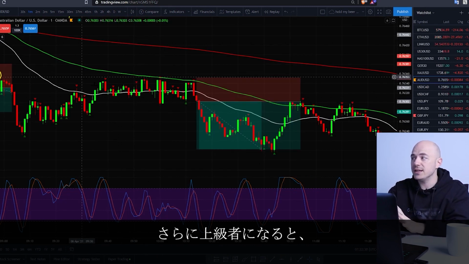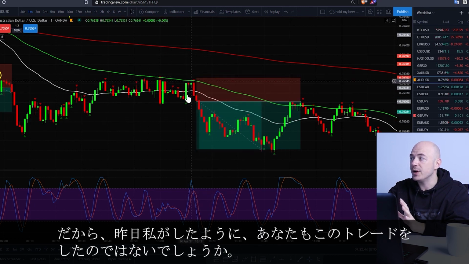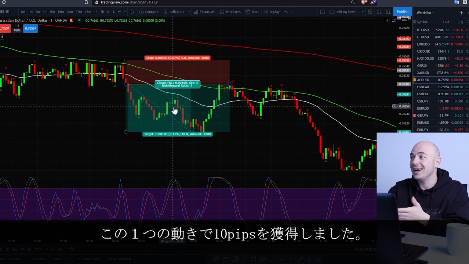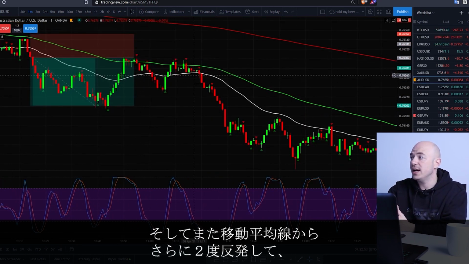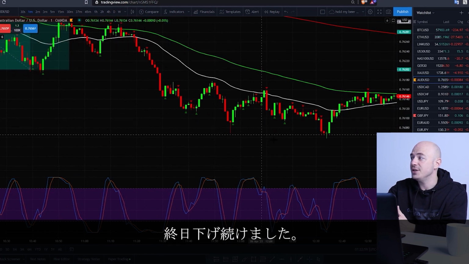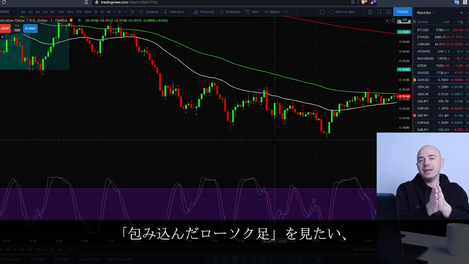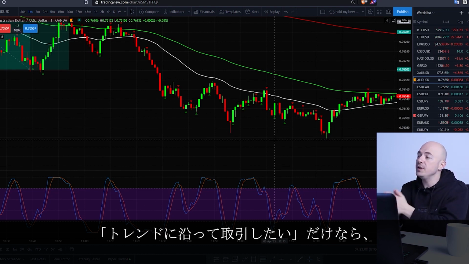So when you get more advanced, you can actually see when it's playing along the moving averages and then rejecting off of them. You can see this big downslope right here. So you would have taken this trade as well, just like I did yesterday. I got 10 pips out of this one move. And again, it rejected 2 more times off of that moving average and continued down all day. So you want to see the momentum. You want to see engulfing candles, you want to use your moving averages, and you only want to trade with the trend.